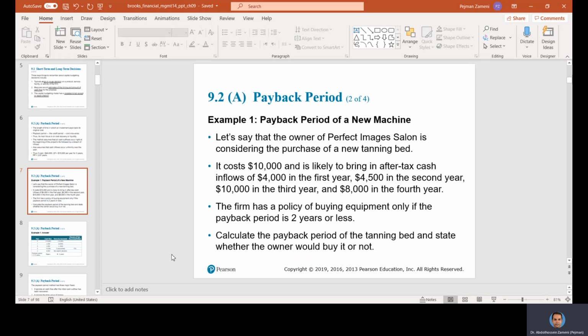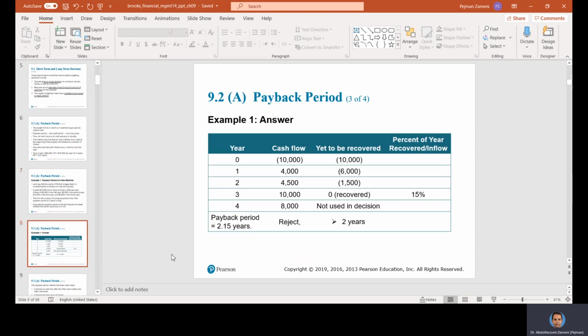Okay, as we can see, it's going to cost us around $10,000, and in year one it's going to return $4,000, and in year two it's going to generate $4,500. 4,000 plus 4,500 is 8,500, which is less than the initial outlay, which is 10,000. Then this project is rejected actually. Let's see here in detail.